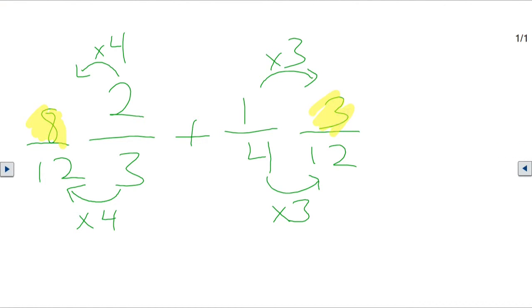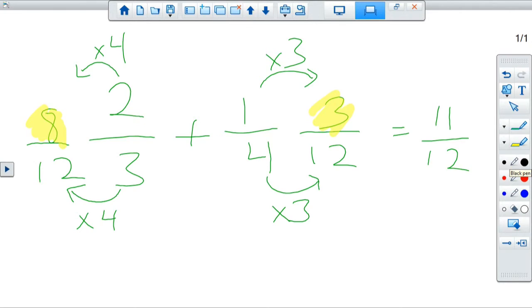And I want to add those numerators. Okay, 8 plus 3 gets us 11. Okay, our common denominator is 12. Again, we don't add the denominators. Okay, just add the numerators. All right, let's try one more example.